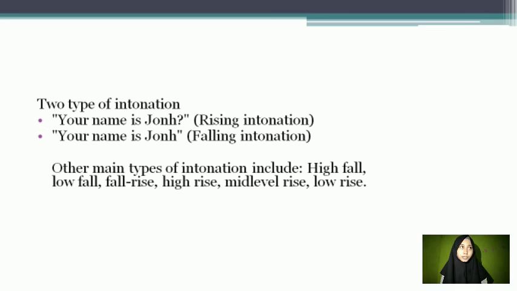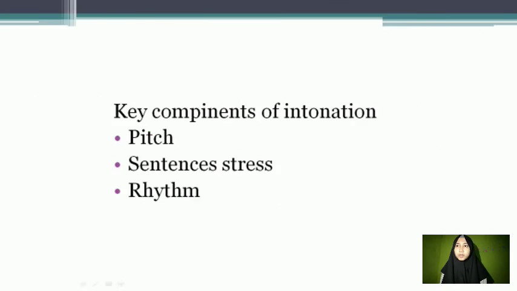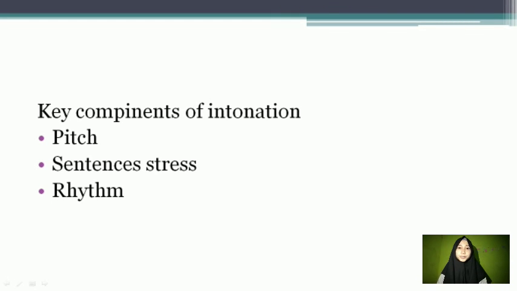For rising intonation, the example is, your name is John? For falling intonation, your name is John. So, your name is John with rising intonation is for asking someone's name. And then falling intonation is for stating something. And then other main types of intonation include high fall, low fall, fall rise, high rise, mid-level rise, and low rise. There are also key components of intonation. There are pitch, sentence stress, and rhythm.